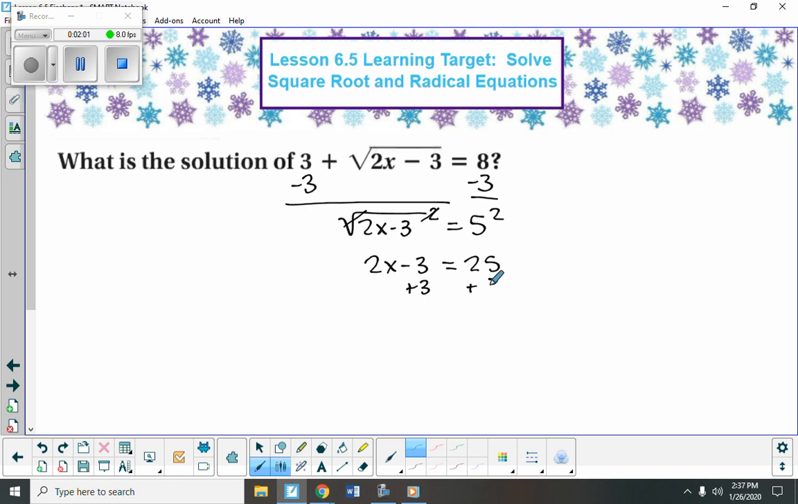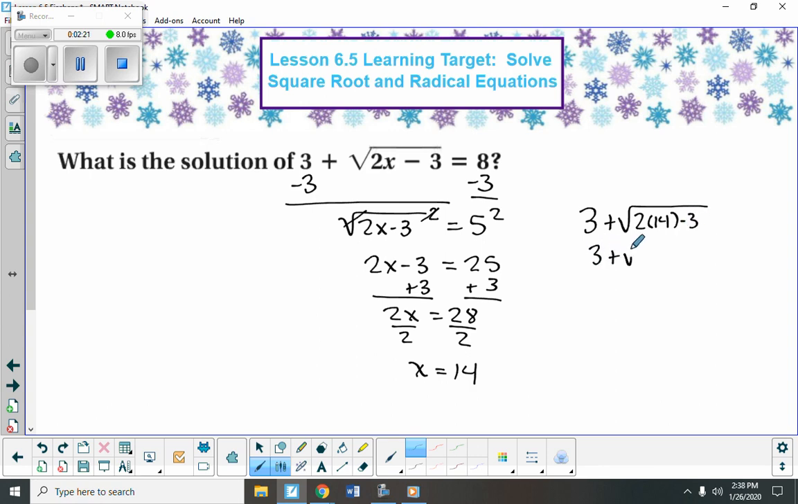and then we can solve for x and divide by 2, so x equals 14. And if you substitute that back in, you'll see that it works. 3 plus the square root of 2 times 14 minus 3. 3 plus the square root of that, 28 minus 3 is 25, which is 3 plus 5, and sure enough, that equals 8.